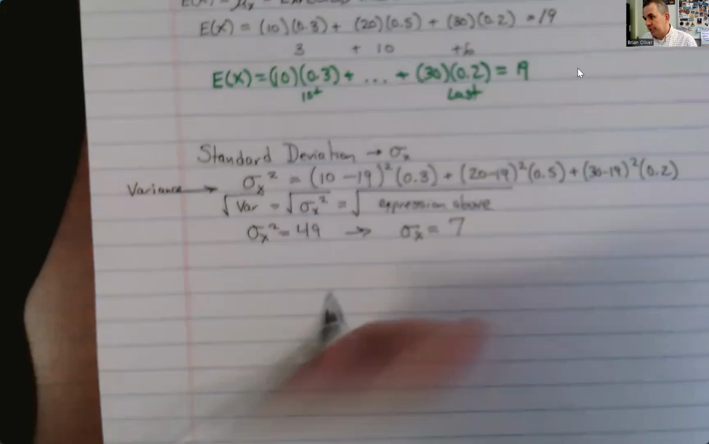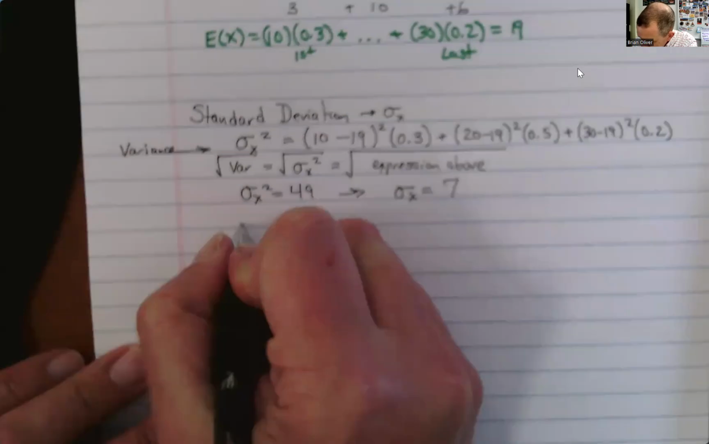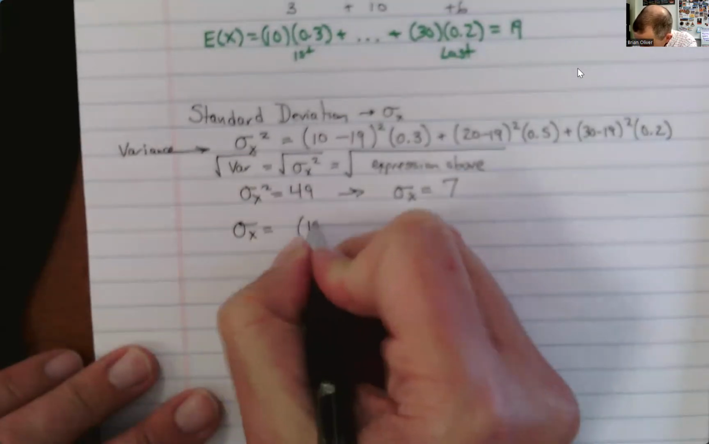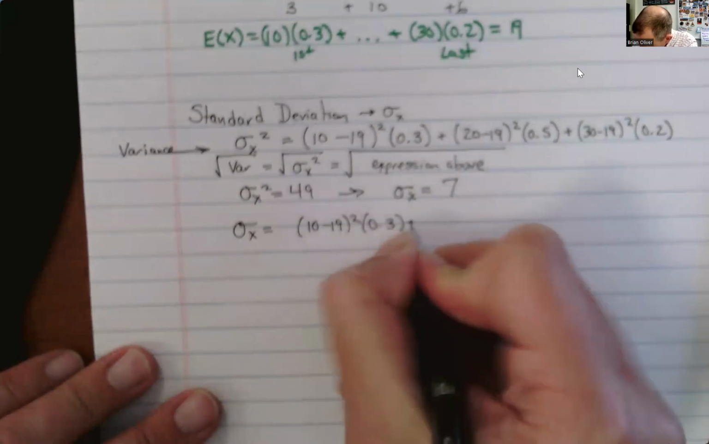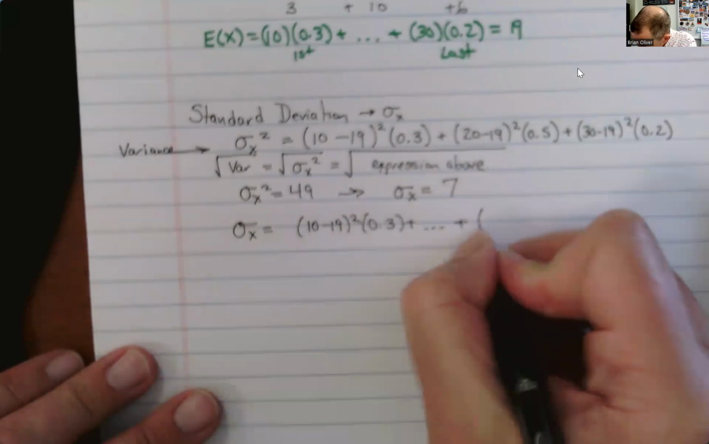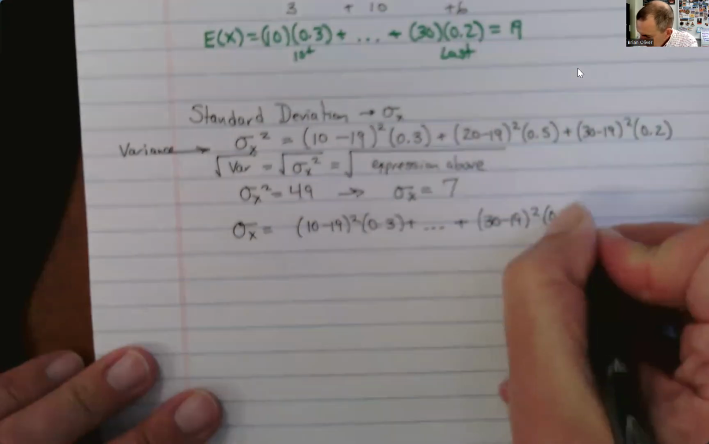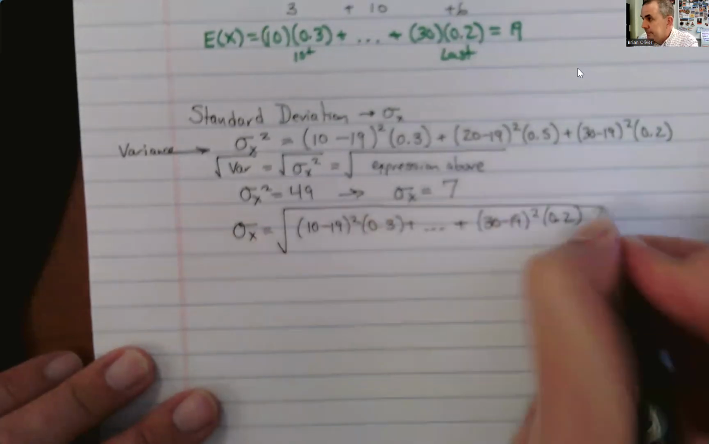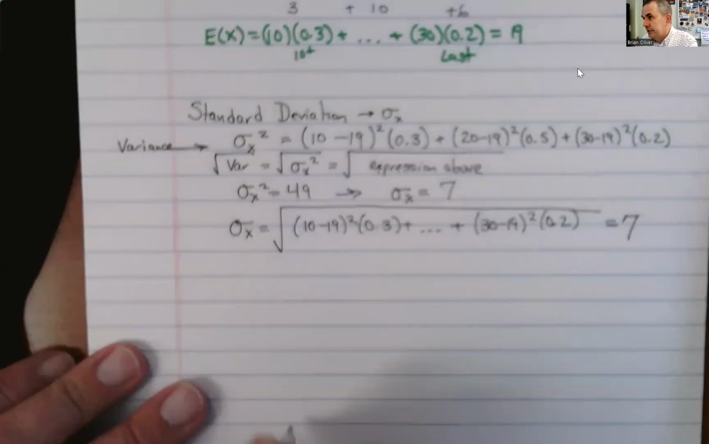So what I want to show you is what counts as work. What counts as work is this. The standard deviation is equal to the first term, 10 minus 19 squared times 0.3, plus ..., plus the last term, 30 minus 19 squared times 0.2. And then we put a big radical over top. And when we do that, we end up with a standard deviation of 7.